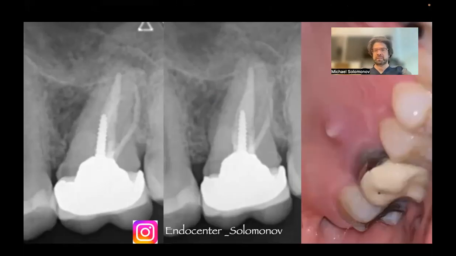Dear colleagues, I want to present you today an interesting case. This patient was referred to me because of this sinus tract on the palatal side. Percussion was sensitive, palpation was sensitive.